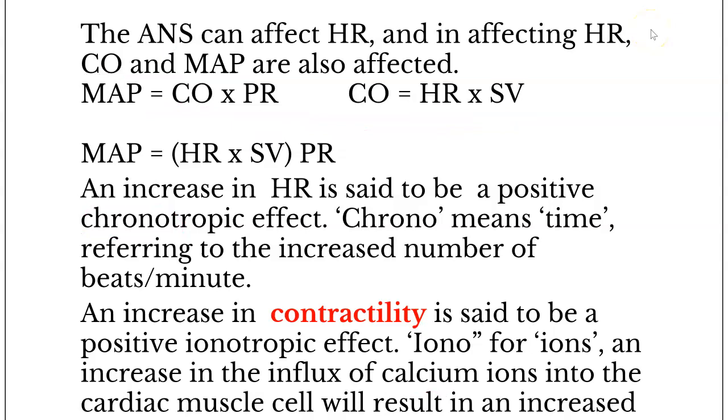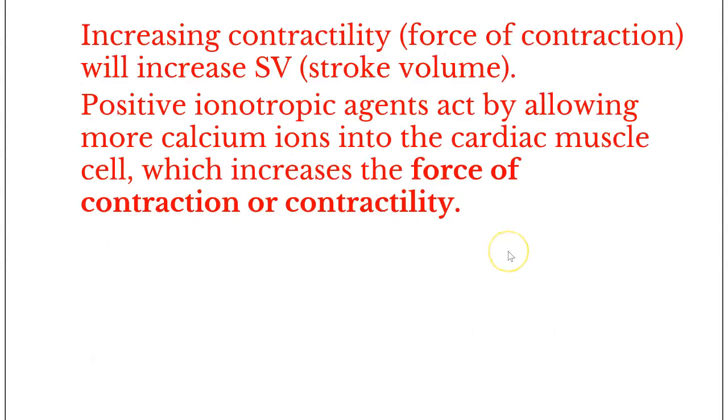So an increase in heart rate is said to be a positive chronotropic effect. Increased contractility is said to be a positive inotropic effect. An increase in contractility means an increase in the force of contraction, which means an increased force with which blood is pumped out of the heart. So it's an increase in stroke volume.